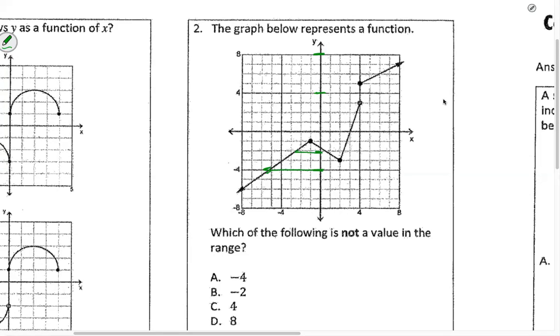Does -2 touch my graph? Yeah. Okay, so that's part of my range. Let's go to 4. Does 4 touch my graph? No. So that one is going to be the one that's not part of my range because it's not touching my graph at any point.